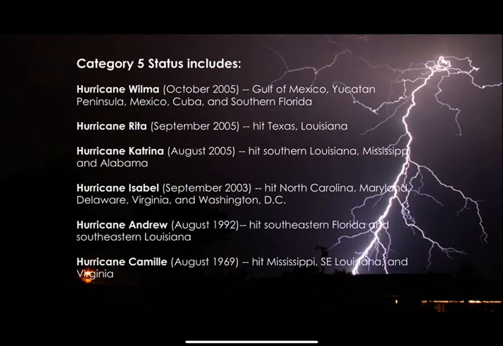We have had Category 5 hurricanes in the past. In 2005, there was Hurricane Wilma, Hurricane Rita, and Hurricane Katrina. 2005 was a rough year. In 2003, there was Hurricane Isabel. It hit the North Carolina coast. In 1992, there was Hurricane Andrew. And in 1969, there was Hurricane Camille.